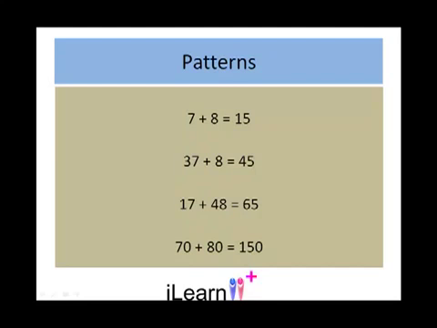17 add 48 equals 65. And 70 add 80 equals 150. Seventy add 80 is just multiplying by 10. Have a look at the pattern that those numbers are taking.